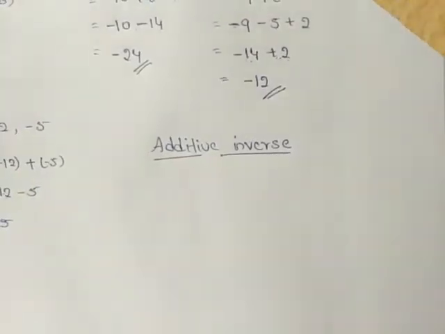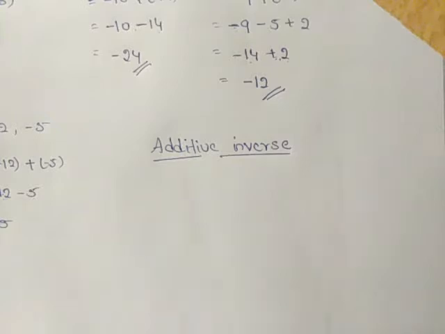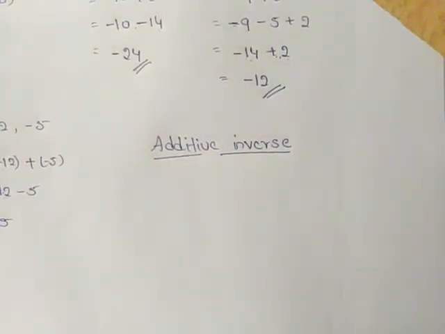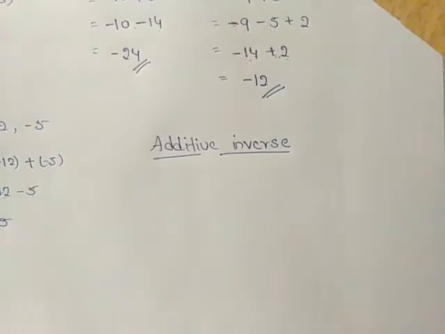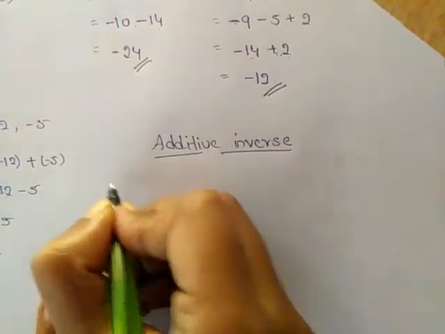Additive inverse. When we add two integers and we get the answer as 0, then we can say that those two numbers are additive inverses of each other. We'll see examples.